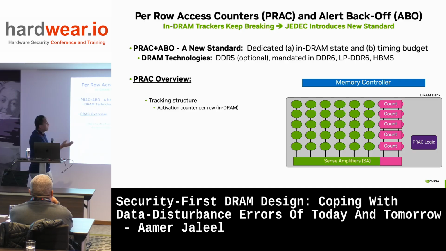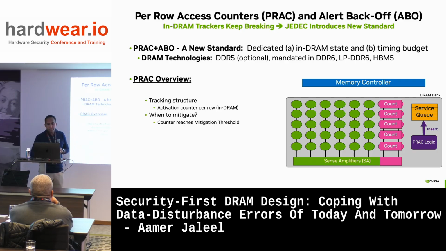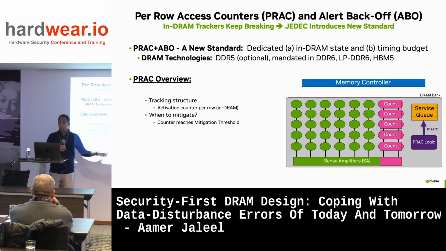So we've got some logic. Whenever a row is activated, we're going to increment a counter. So that gives you the tracking structure. So when do you go about mitigating? So when the counter reaches a given mitigation threshold, at that point, the PRAC logic will insert this into a service queue, okay?